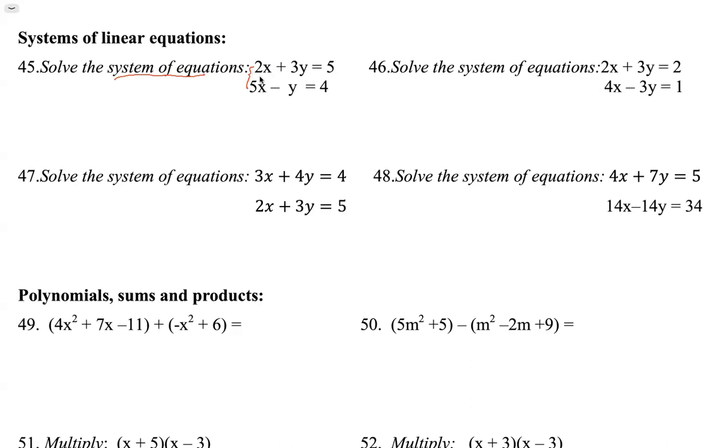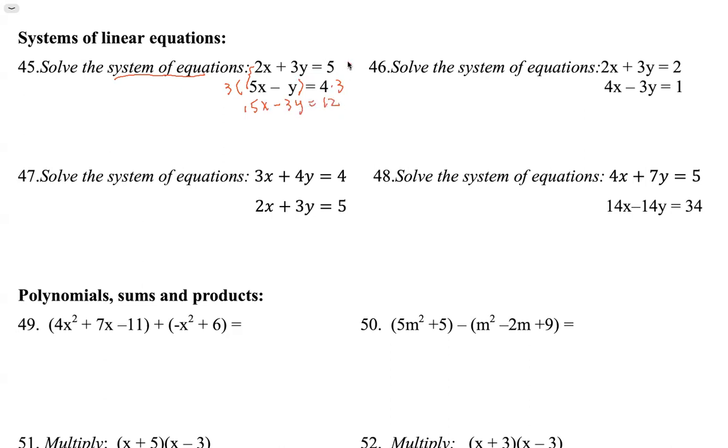So how do we solve these equations? Two equations with two variables. Basically, we want to get rid of one variable. So the first equation is 2x plus 3y equals 5. The second one is 5x minus y equals 4. Here, maybe you want to use elimination method. We want to multiply 3 on both sides of the equation. Because by doing so, we get 15x minus 3y equals 12.